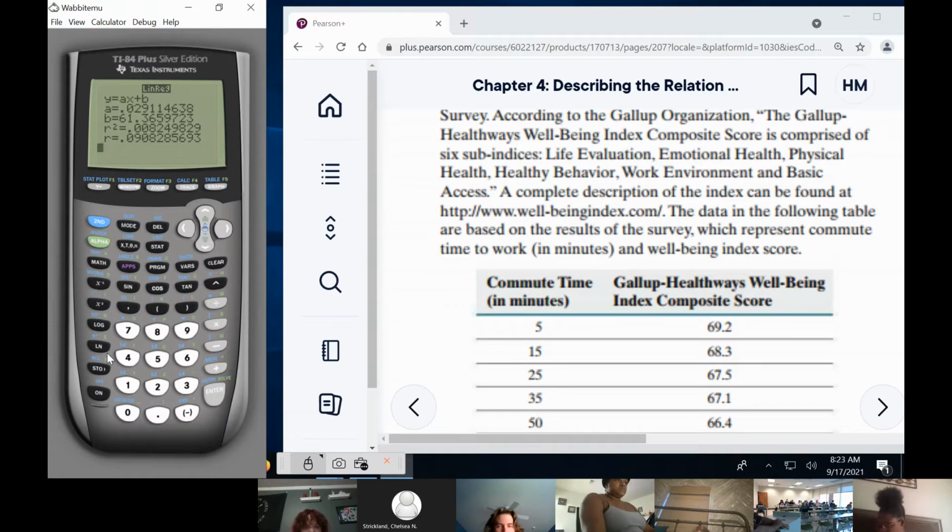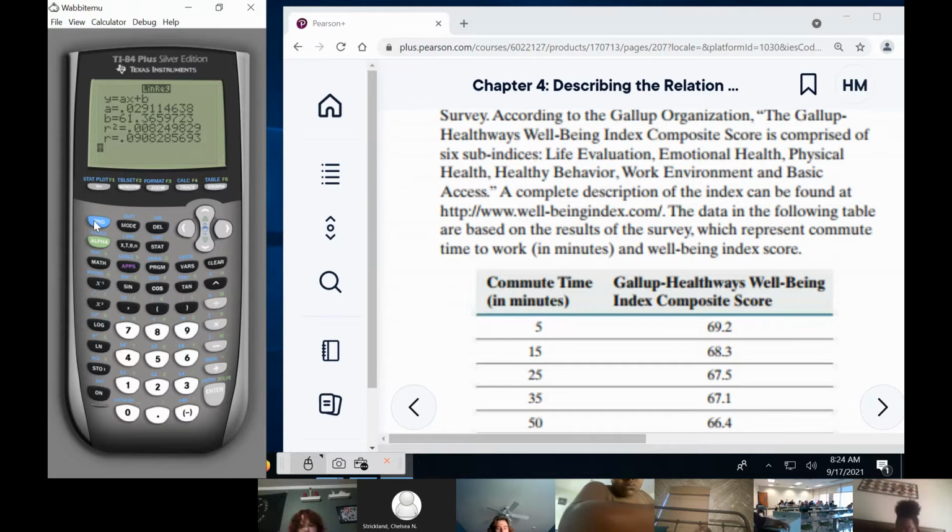And y is equal to 0.0291x plus 61.37. That's your equation. So I need somebody to write that down, please, because I'm not going to memorize it. So y is equal to 0.0291x plus 61.37. Has somebody got that written down? Somebody? Okay, thank you.